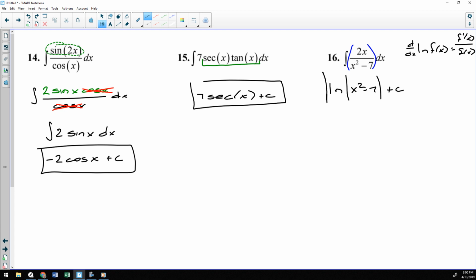plus c, and there is your answer. And that's kind of recognition. Technically it's u substitution, which y'all don't know yet.